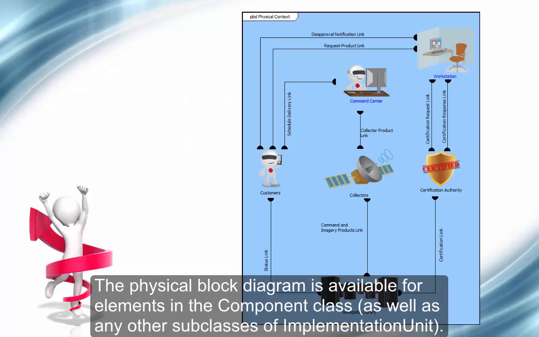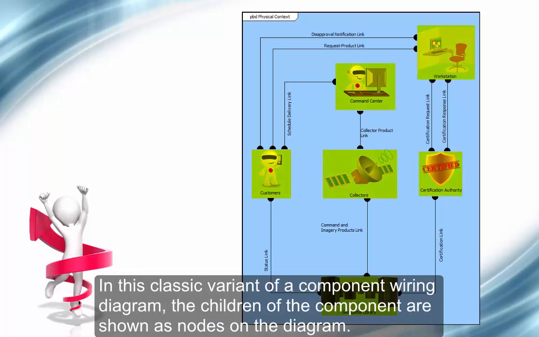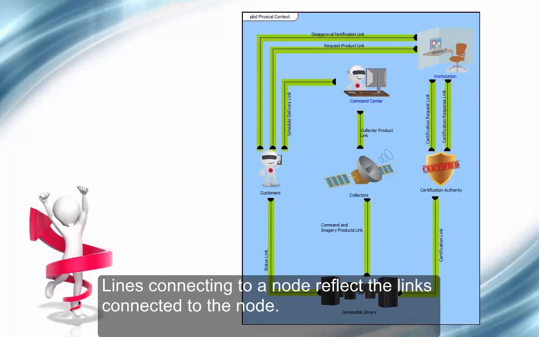composition. The physical block diagram is available for elements in the component class, as well as any other subclasses of implementation unit. In this classic variant of a component wiring diagram, the children of the component are shown as nodes on the diagram. Lines connecting to a node reflect the links connected to the node.